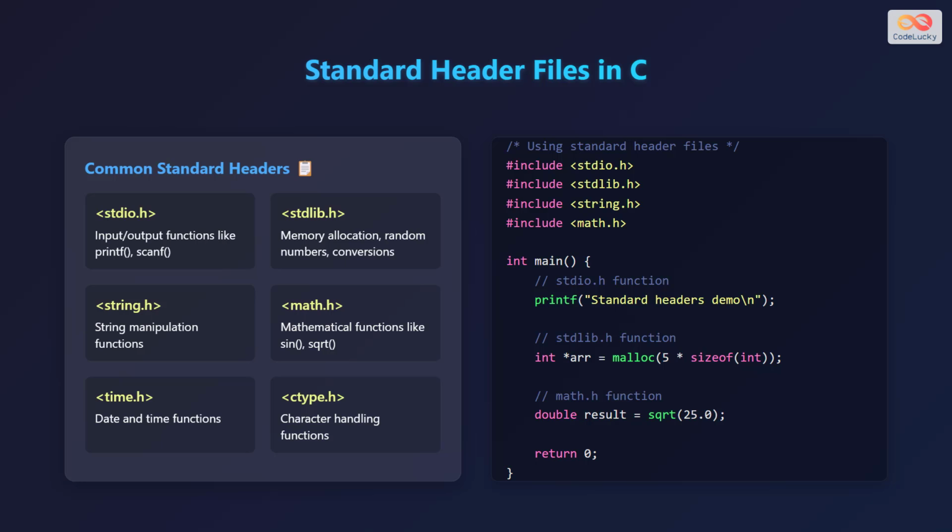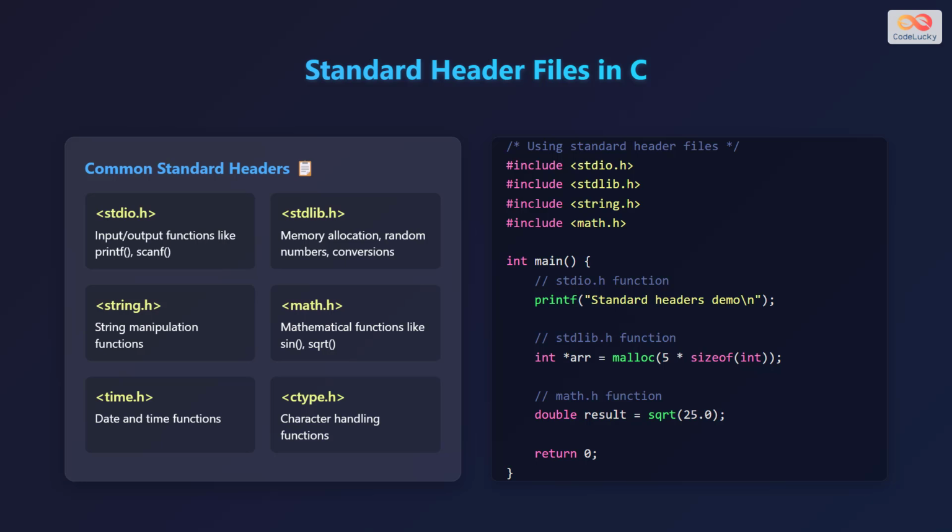Let's explore some of the most commonly used standard header files in C. The first one is the standard input-output header, written as stdio.h. This header provides input and output functions such as printf and scanf, which are essential for interacting with the user and displaying results. Then we have the standard library header, written as stdlib.h. It includes functions for memory allocation, random number generation, and converting one data type to another.